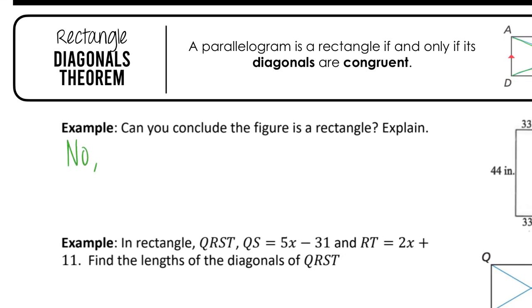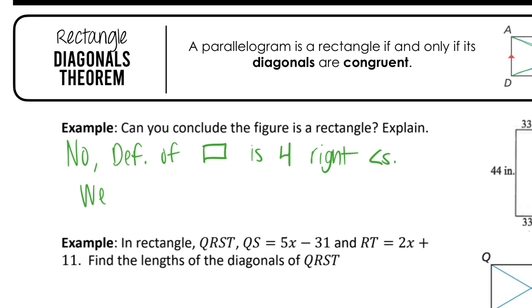So no. And then as far as the explanation, I will say the definition of a rectangle is 4 right angles. And then we have no info about the angles here, right? So we have no info about angles.